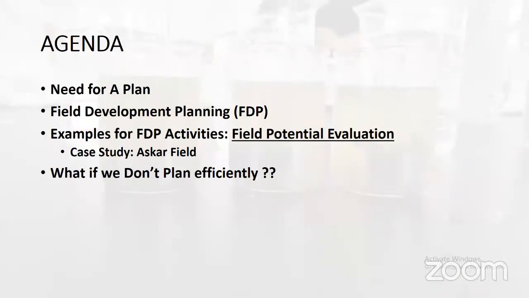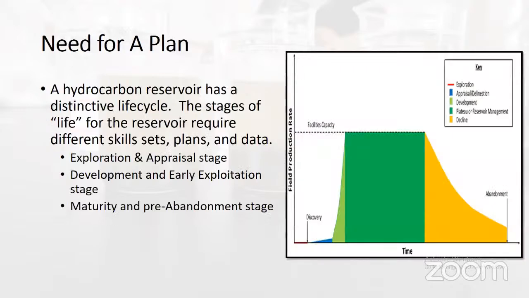So our agenda will include, first, the need for a plan. Second, the definition of field development planning. Then we will have examples of field development planning activities, like the evaluation of the field potential. Then we will practice a case study for a field called Oscar field. Then at the end, we will talk about what if we don't have a plan.